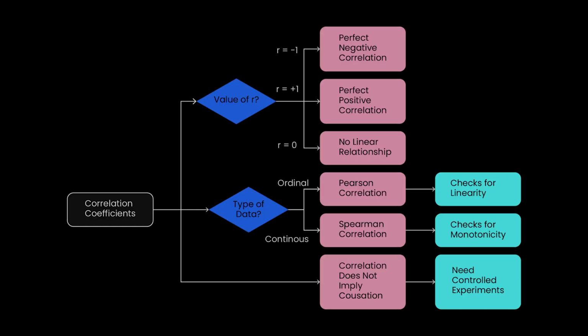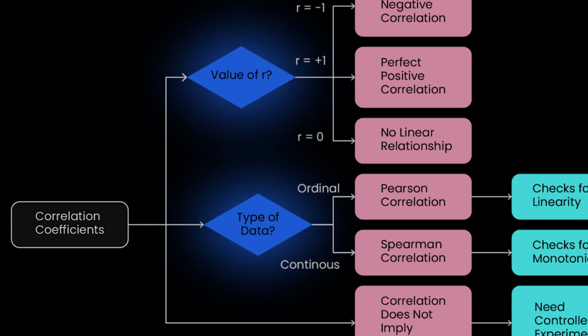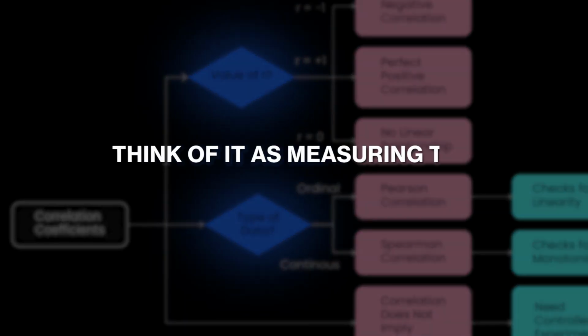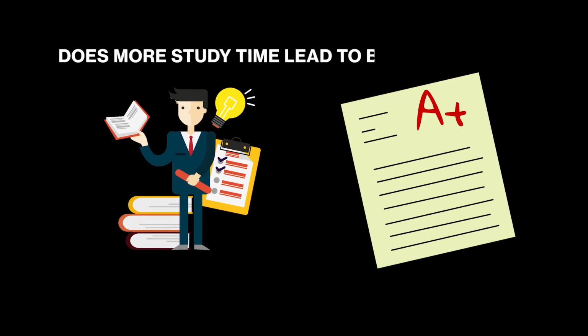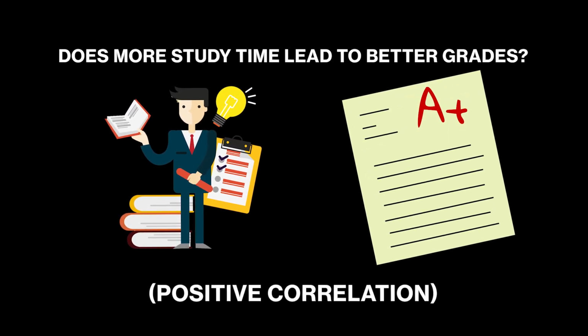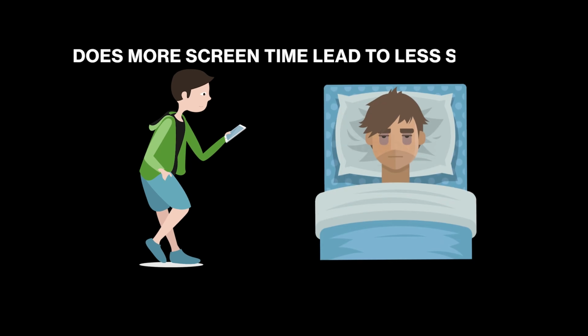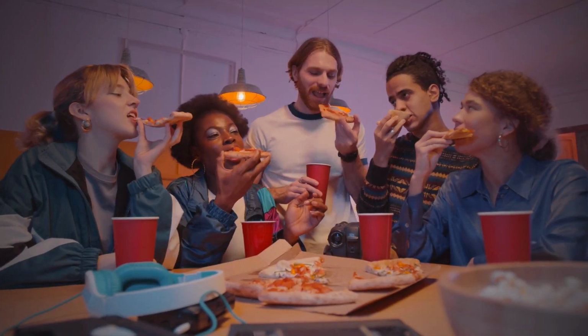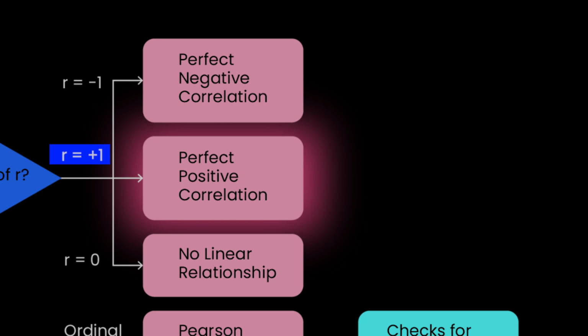A correlation chart reveals how strongly two variables are connected. Think of it as measuring the relationship between two things. For example, does more study time lead to better grades? Positive correlation. Does more screen time lead to less sleep? Negative correlation. Or are two things completely unrelated, like the number of times you blink and how good your pizza tastes? No correlation. Correlation is measured on a scale from -1 to +1. +1, perfect positive correlation.